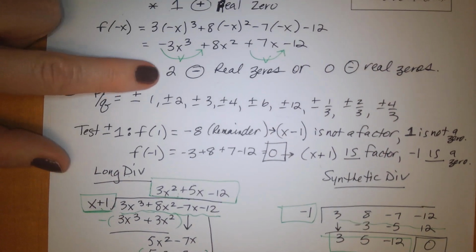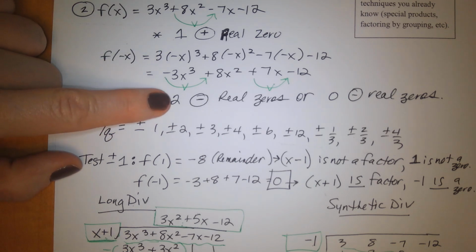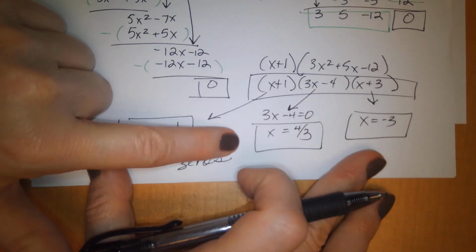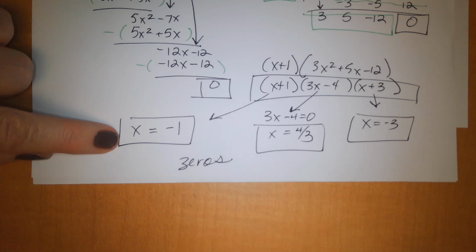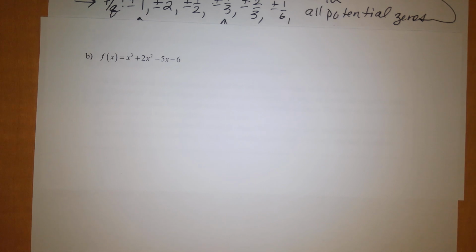And remember when we talked about that up here? We're going to have 1 positive real zero, and we're going to have up to 2 negative real zeros, and we just confirmed that. 1 positive and 2 negative. All right, so we're going to look at 2 more examples.